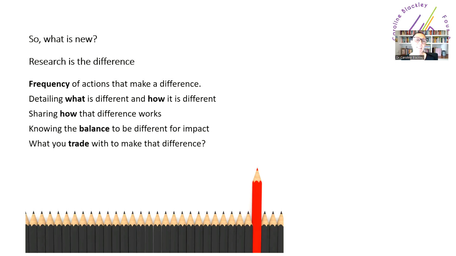So what is new? Research is quite honestly the difference. When you have research within anything we do, you have evidence on that practice. We have found frequency of actions are the difference between teachers who have disruption and those with less. We can detail what is different and how it is different. We can share how that difference works. We know the balance and what it needs to be different for impact. And we can share what you trade with one to make the difference.